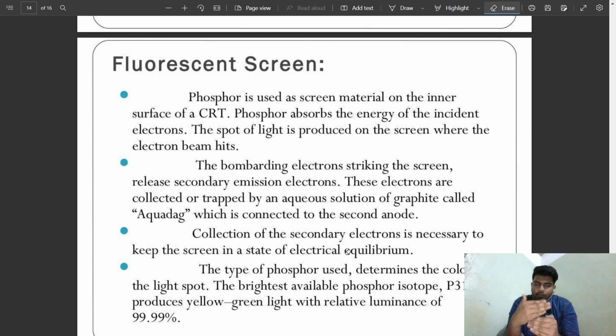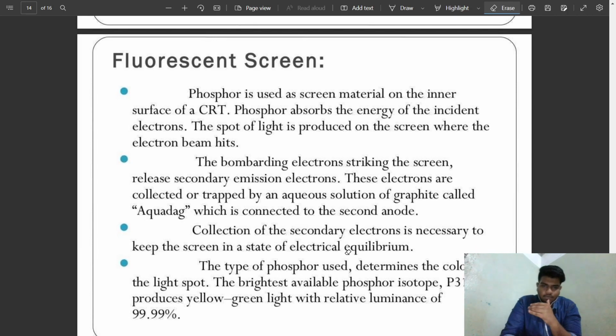Now, in the state of electrical equilibrium, the secondary electrons emitted from the phosphor screen are attached to the Aquadag, which remains in electrical equilibrium, so that we get only a single signal for a single input. When it is not there, if the signal's amplitude changes suddenly, we won't have a single waveform, we'll have a breakage of the waveform. We know that the waveform should be continuous and differentiable at every point. So we don't need such disruptions in the signal, which is why we form a second layer called Aquadag to have this kind of electrical equilibrium. You get that with the fluorescent screen.